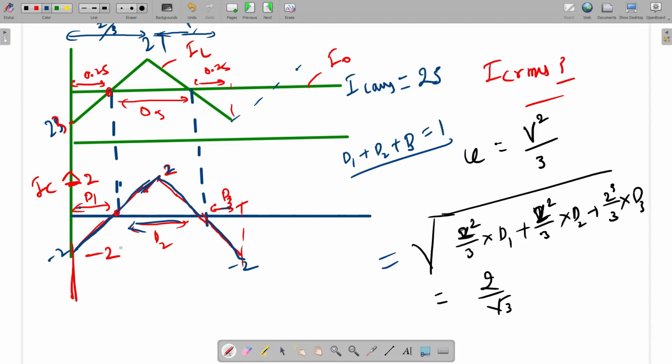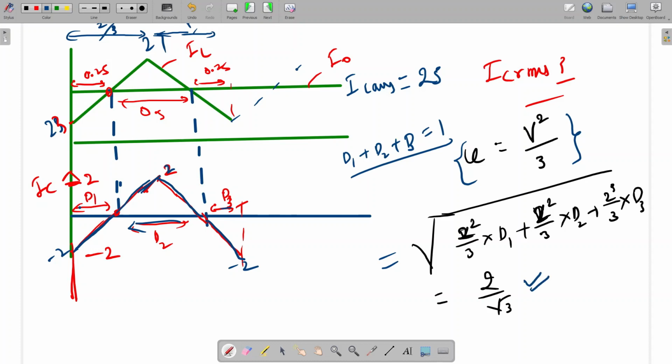Okay, so what is the U for any triangle? It is V square by 3. So V square by 3 means 2 square by 3 into D1, plus this second triangle also 2 square by 3 into D2, third triangle 2 square by 3 into D3. Okay. So 2 square by 3 will be common and D1 plus D2 plus D3 will be 1. So final answer will be 2 by under root 3.